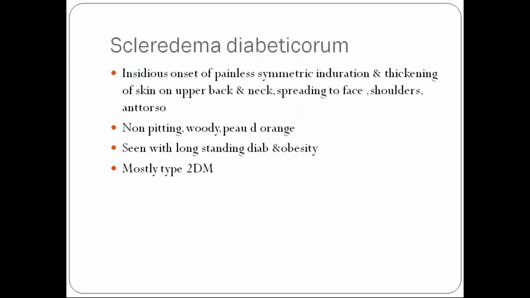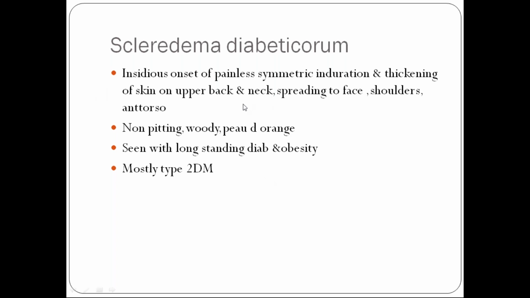And next, coming to the scleroderma diabeticorum. It has insidious onset of painless symmetric induration and thickening of skin. On which areas? Upper back, neck, and also it spreads to face, shoulders, and also torso.